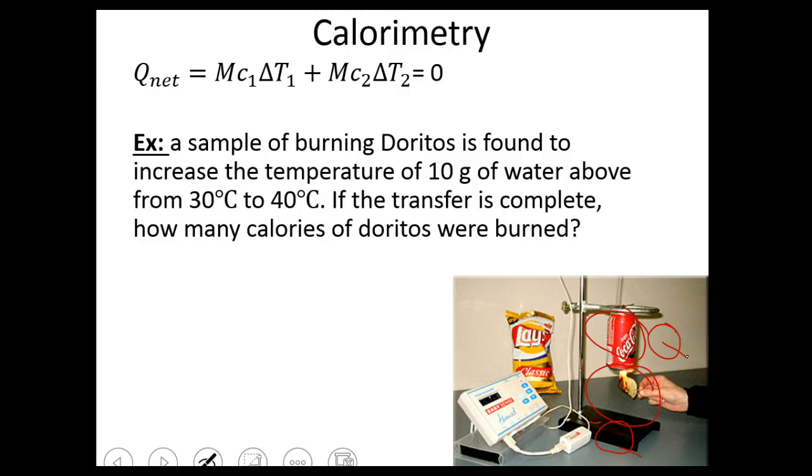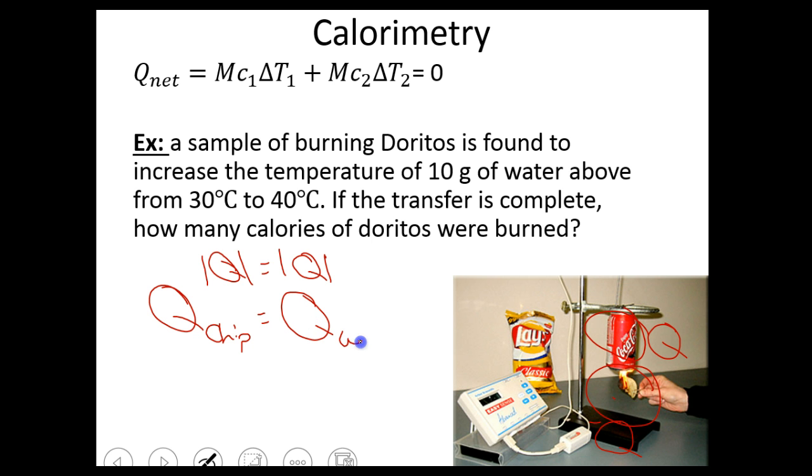Okay. So what I'll do is I will take these values and I will set them equal to each other. And remember, it's really the absolute values that are equal. But as a side note to me, I know that the Dorito is the one losing heat. So I can set them equal to each other. And I can say the heat from the Dorito. So maybe I need to specify. We'll say Q of the chip system is going to be equal to the heat gained by the water system.